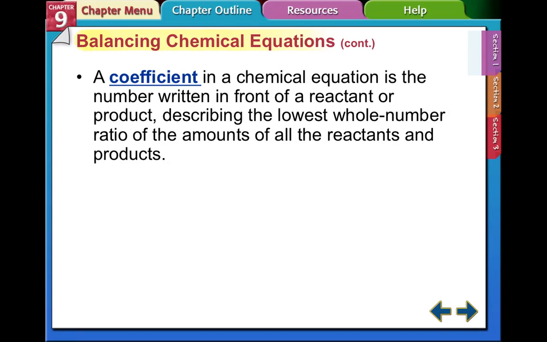Here is the definition of a coefficient. In a chemical equation, it is the number written in front of the reactant or the product describing the lowest whole number ratio of the amounts of the reactants and products. It's the number that you multiply by to see how many atoms there are total.